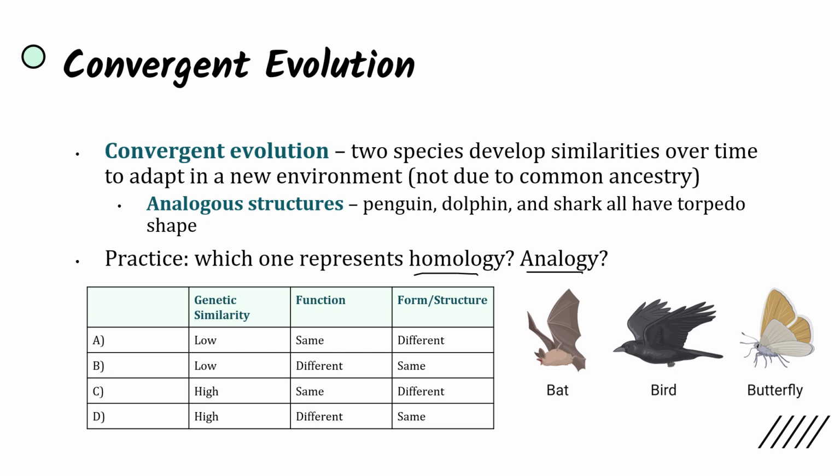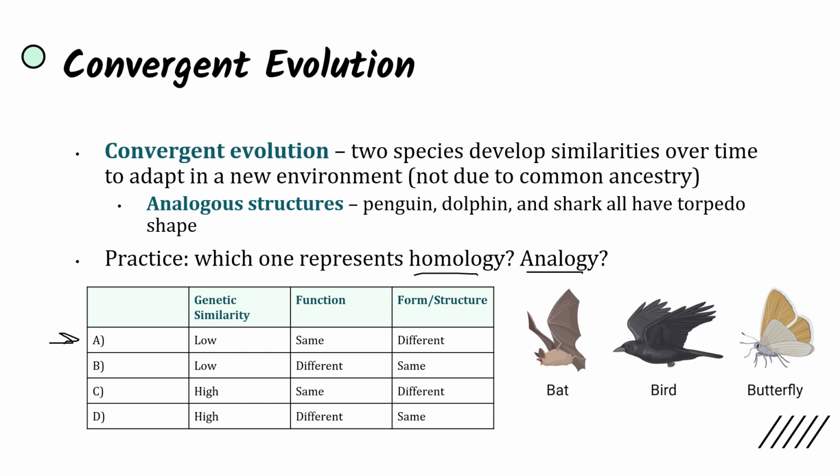Genetic similarity is low. So it cannot be homology, because homology comes from genetic similarity, and we're looking at common ancestry. And if the function is the same and the form and structure is different, then yes, option A, this is analogy. So option B is not going to be analogy because the function is different, and it's not going to be homology because genetic similarity is low.